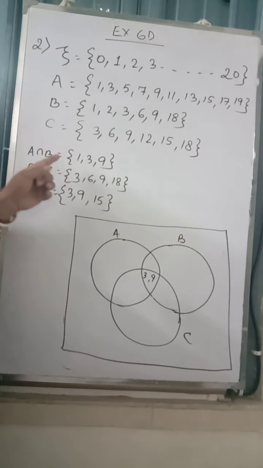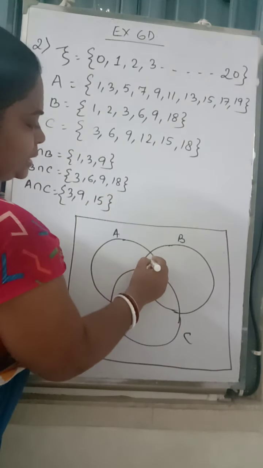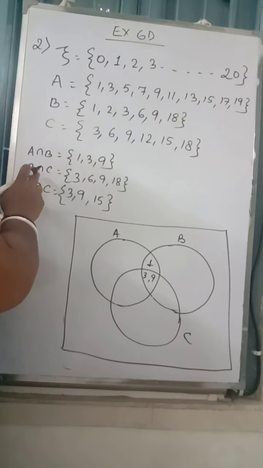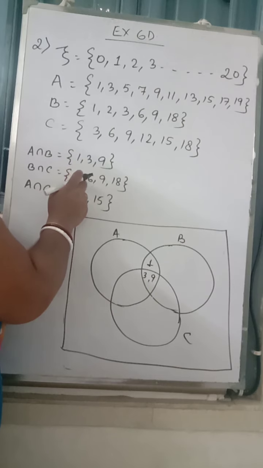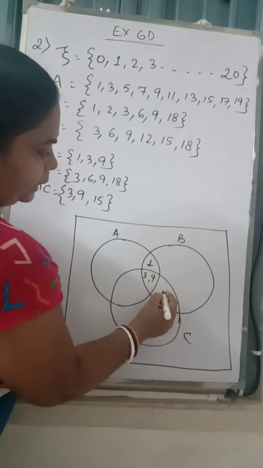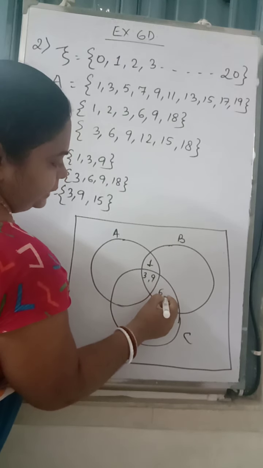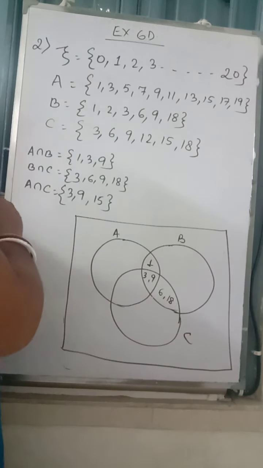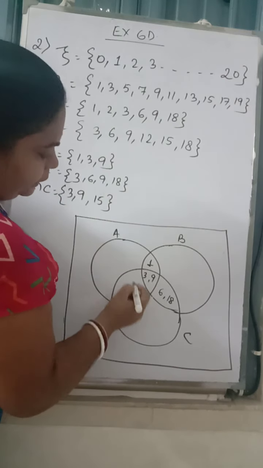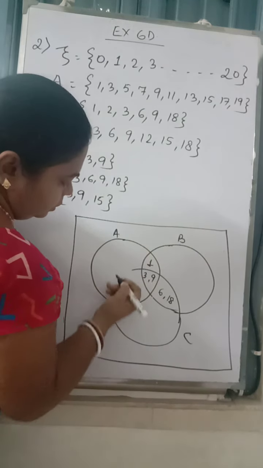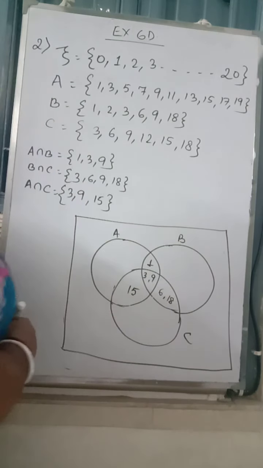Other than 3 and 9, what is common between A and B? That is 1. Other than 3 and 9, what is common between B and C? That is 6 and 18. So this portion is for B and C, and here I am writing 6 and 18. Now what is common between A and C other than 3 and 9? That is 15. So in this portion I write 15.